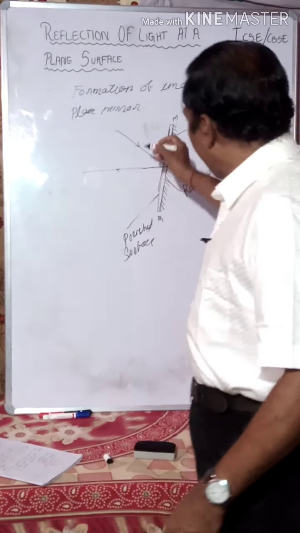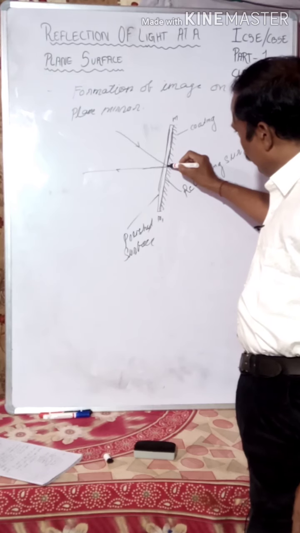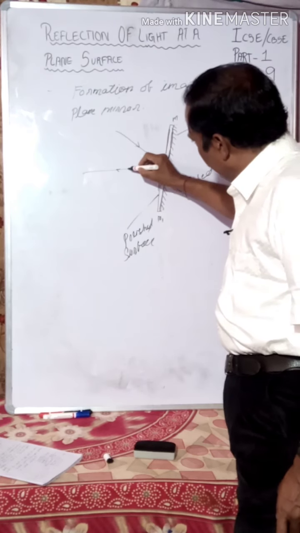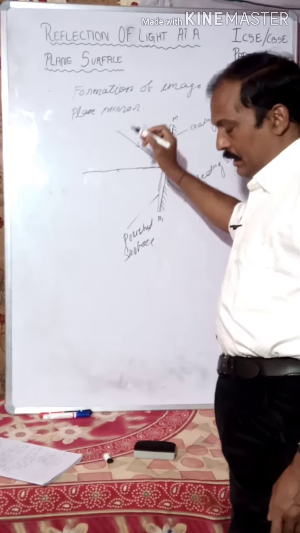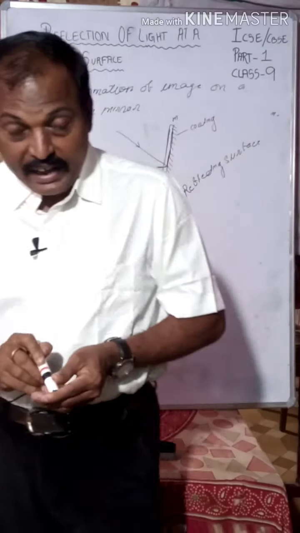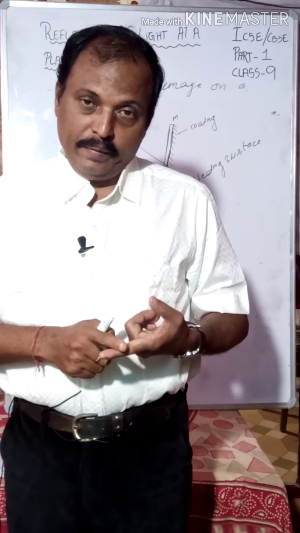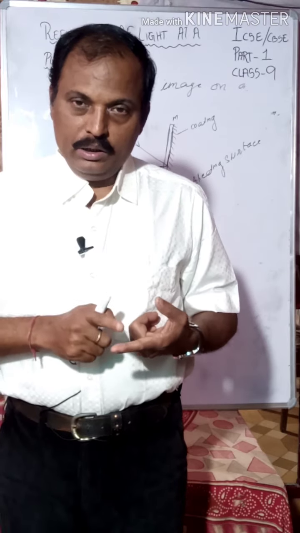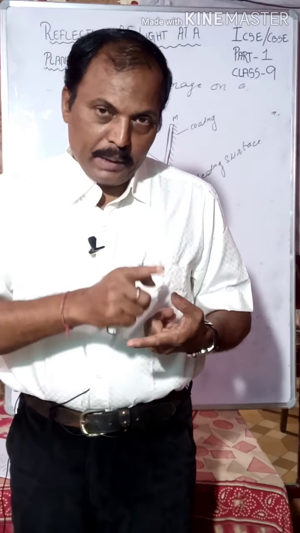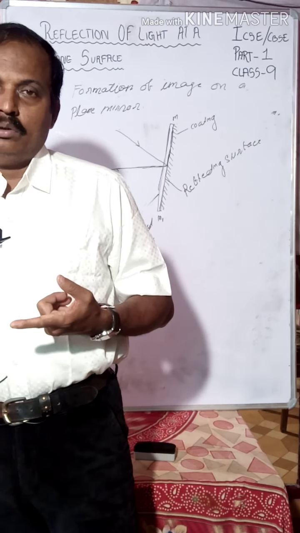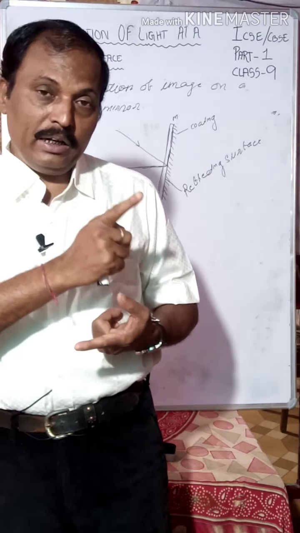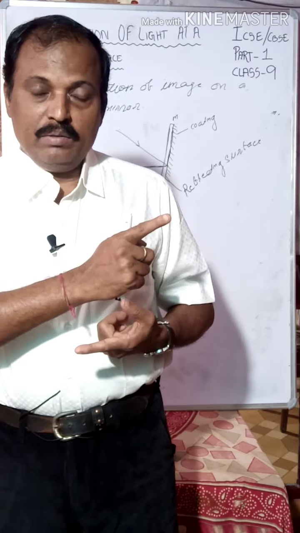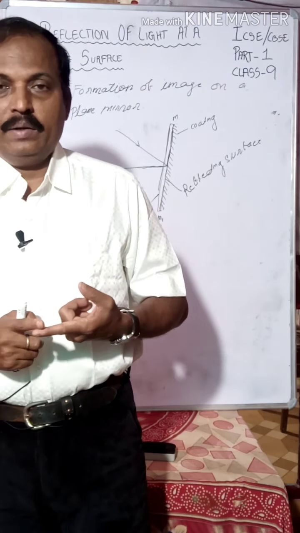So when light is incident at this point and reflected from this point in this direction, that is the reflected ray, and this is the incident ray. When light is incident at a point, the ray of light is called the incident ray at that point, and the ray that returns from that point to the same medium is the reflected ray. At whichever point it is incident, from that point it reflects.